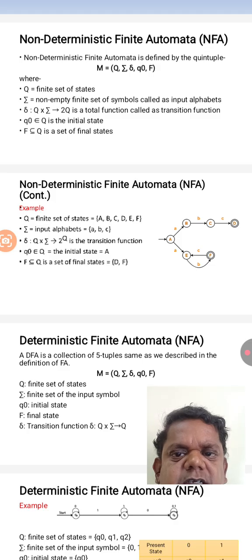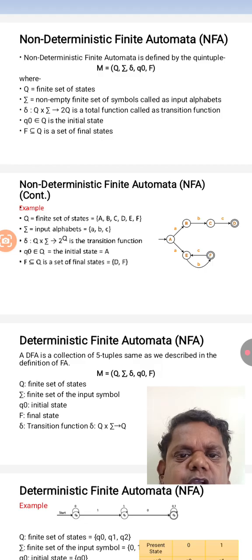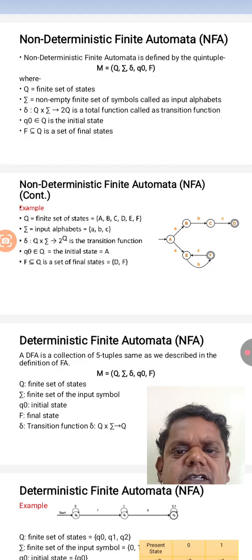My presentation topic is non-deterministic finite automata and deterministic finite automata. A non-deterministic finite automaton is a finite automaton defined by the quintuple M = (Q, Σ, δ, q0, F), where Q is a finite set of states, and Σ is a non-empty finite set of symbols called the input alphabet.